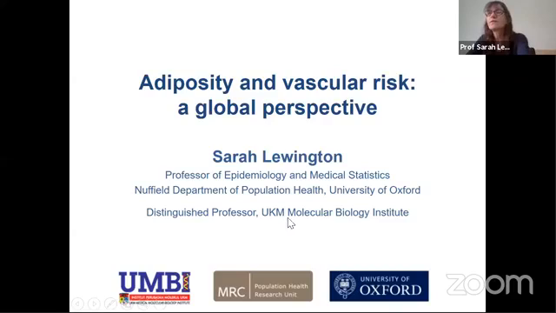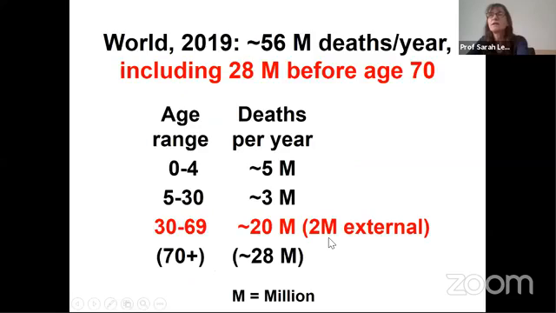So as Siok Fong said, I'm going to be talking about adiposity and vascular disease with a global perspective on that. So just to put that in some context, in 2019, there were 56 million deaths around the world, of which 28 million were before the age of 70. In other words, 28 million premature deaths, of which 18 million were in middle age, which is the age that we're largely studying in the UK Biobank and in the Malaysia cohort study.